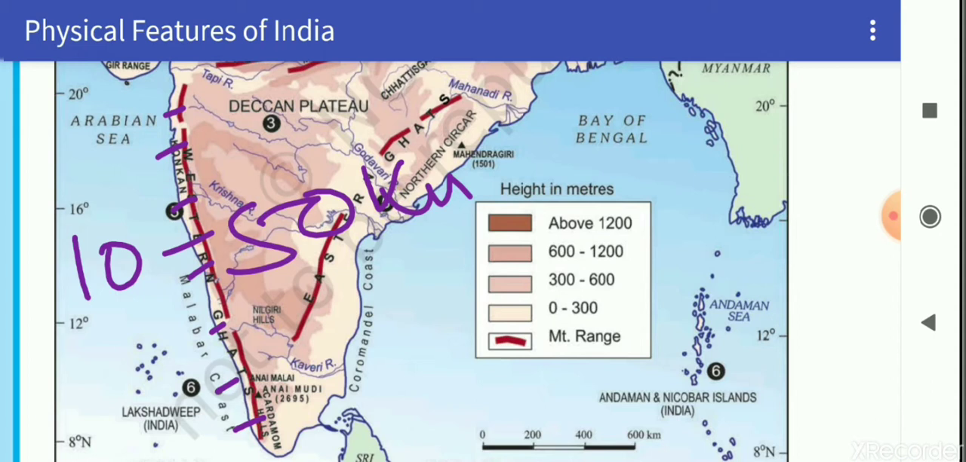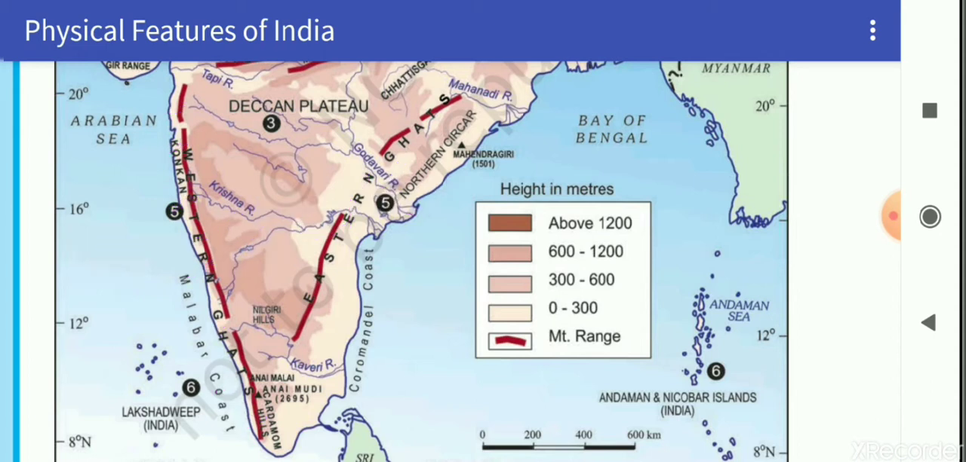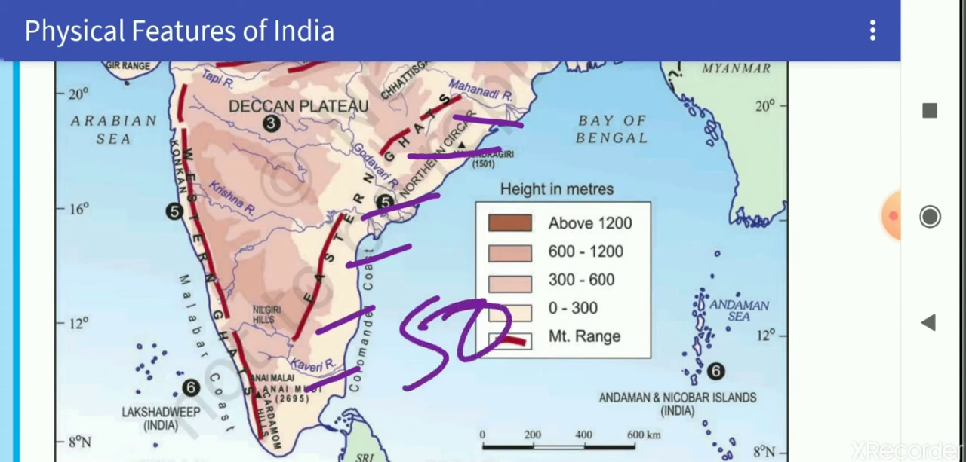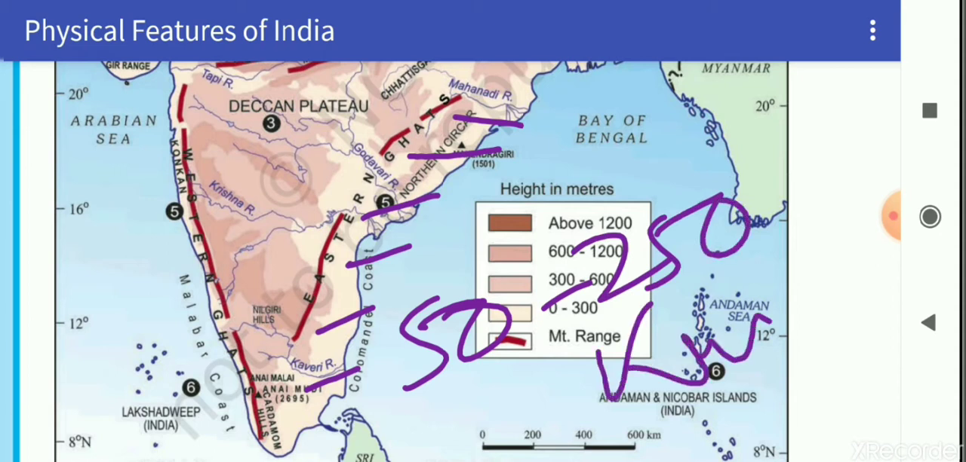In the same manner, if I talk about the width, or you can say the nature, of the eastern coastal plain, the eastern coastal plain is very broad and the total width of the eastern coastal plain is about 50 to 250 kilometer. So in this way we got the nature of these two coastal plains.